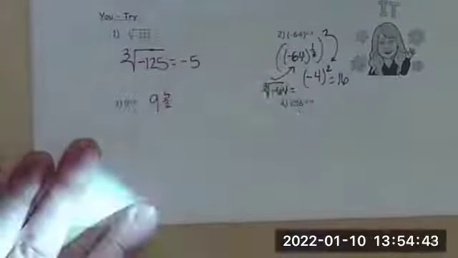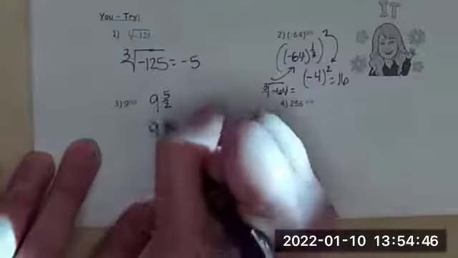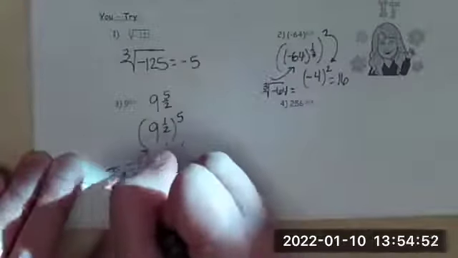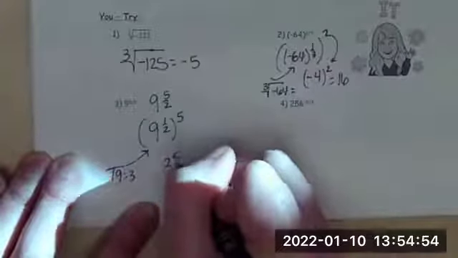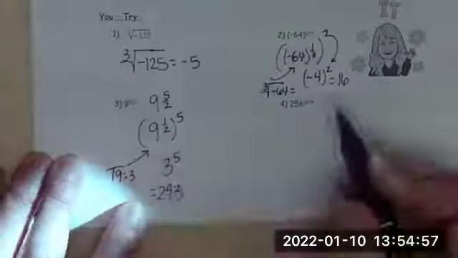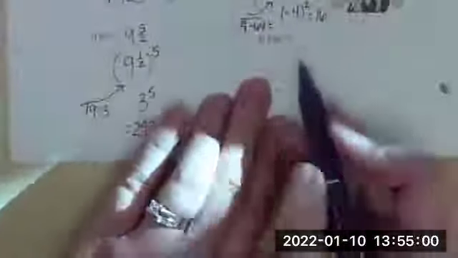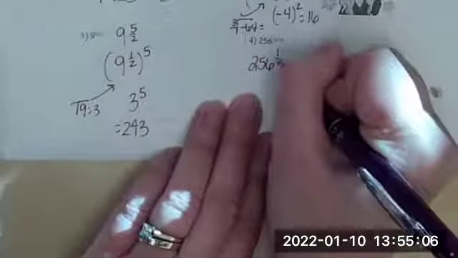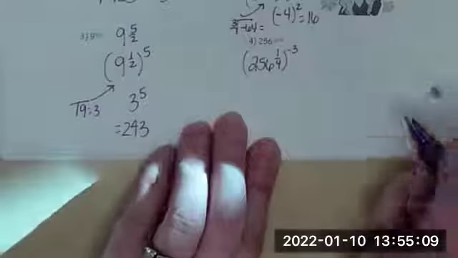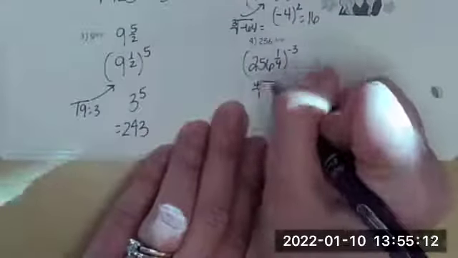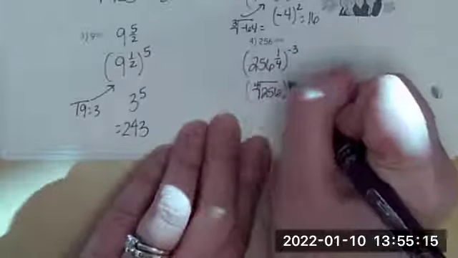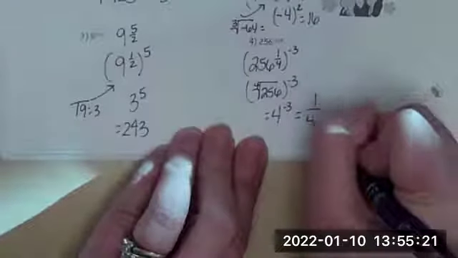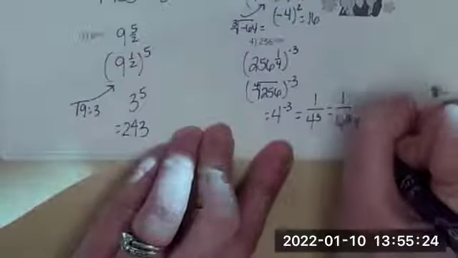Now I have 9 to the 5/2, so that's 9 to the 1/2 to the 5th power. The square root of 9 is 3, so I have 3 to the 5th power, which is 243. Now this one, we've got a negative here, so we really have to be careful. I have 256 to the 1/4 to the -3rd power. So I have the 4th root of 256 to the -3rd, which is 4 to the -3rd, which is 1 over 4 cubed, which is 1/64.